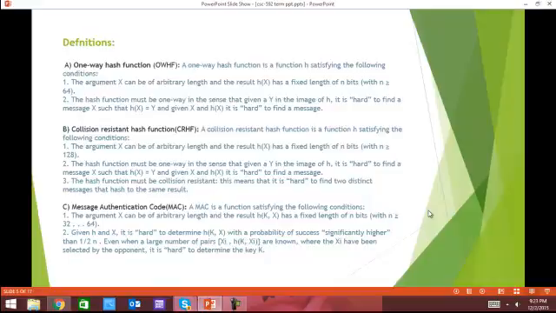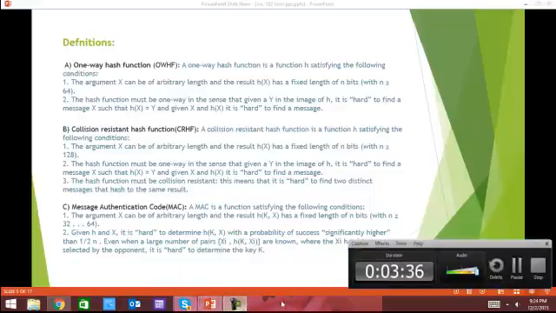And then we have the MAC, which is the message authentication code. It's pretty much like the one-way hash function, the only difference between the two being that the MAC is more commonly used today than the OWHF.